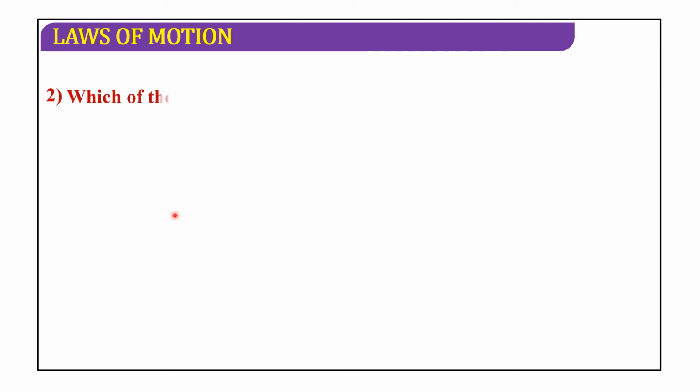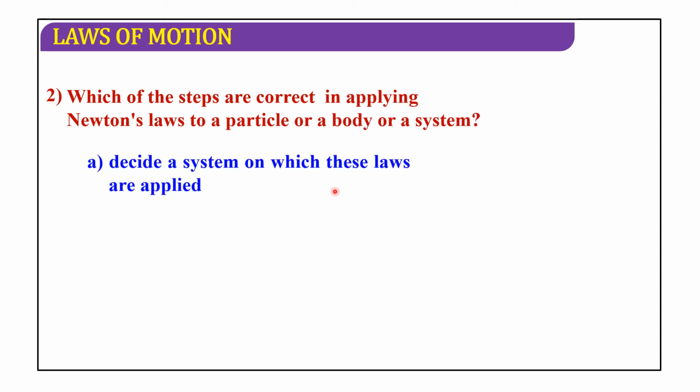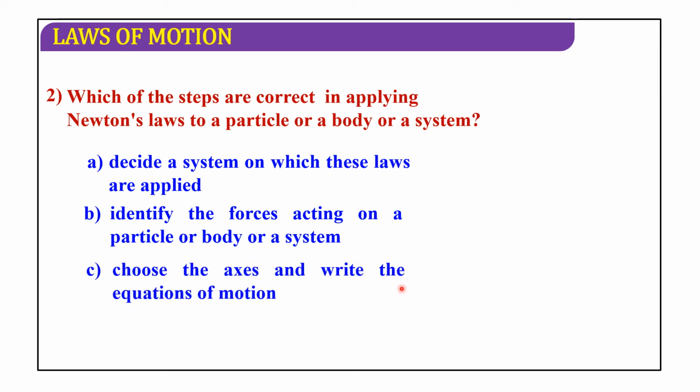Next one. Which of these steps are correct in applying Newton's law to a particle, a body or a system? Decide a system on which these laws are applied. Identify the forces acting on a particle, body or system. Choose the axis and write the equations of motion. All the above. See, all of these steps are correct in applying Newton's laws to a particle, a body or a system. All the above.